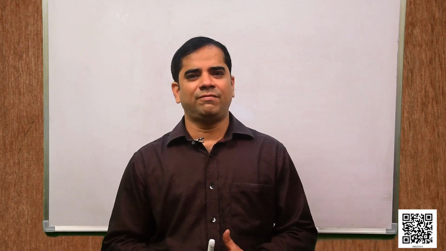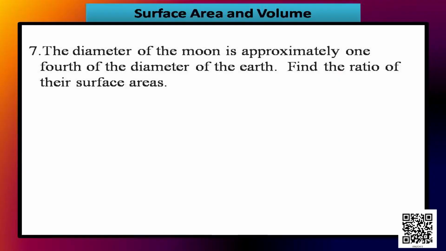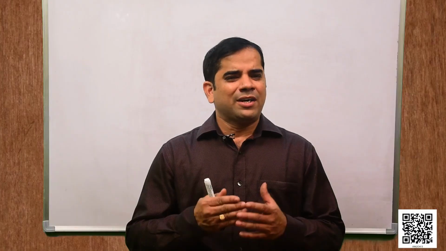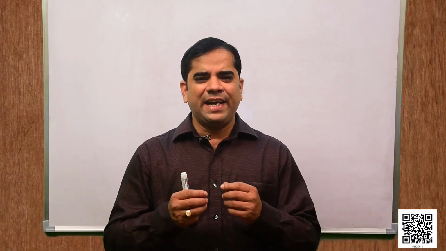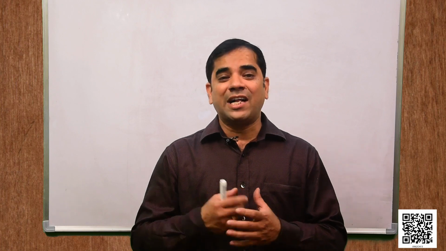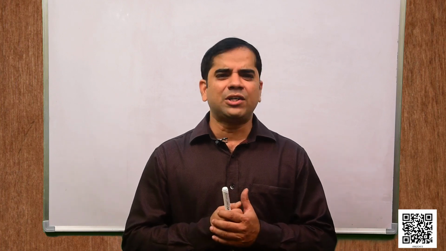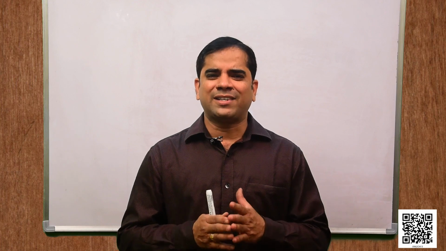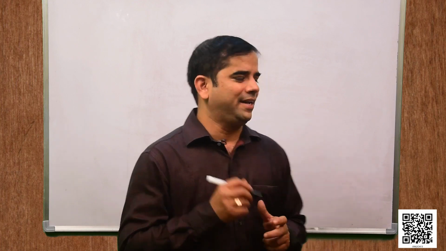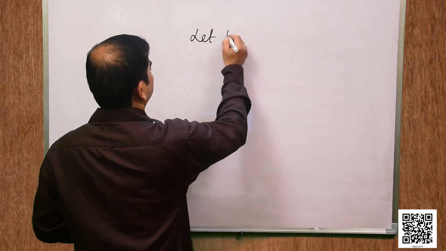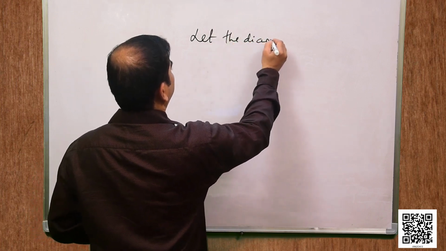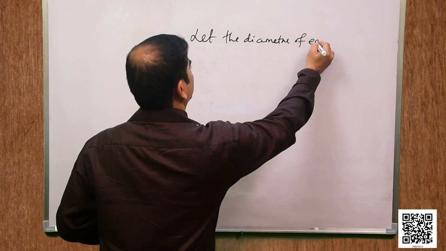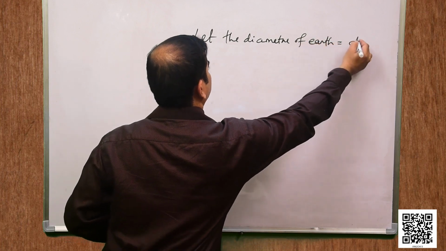Students, let us now solve question number 7. It says the diameter of the moon is approximately 1/4 of the diameter of the earth. Find the ratio of their surface areas. So, this is a question in which we need to apply our algebra part a bit because we do not have any value. So, let us take the diameter of the earth to be d. Let the diameter of earth be equal to d.